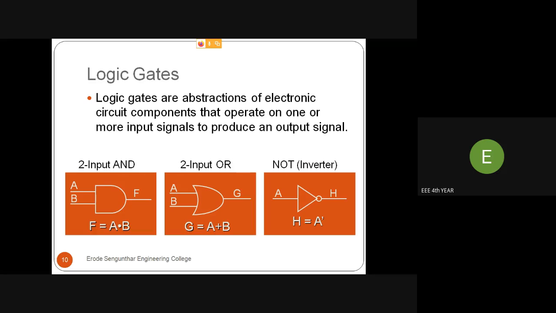So the NOT gate is also called an inverter. Why? Because its output is the complement of the input. For the AND gate, F is equal to A into B. For the OR gate, G is equal to A plus B. For the NOT gate, H is equal to A bar.